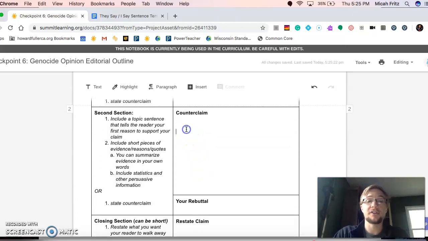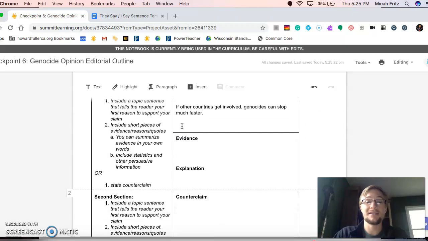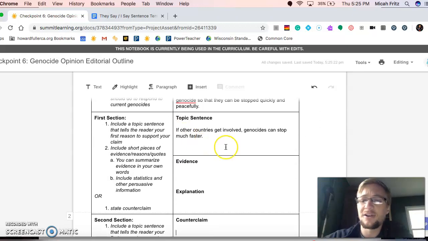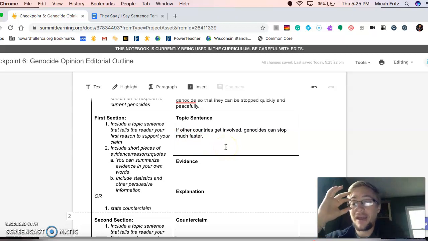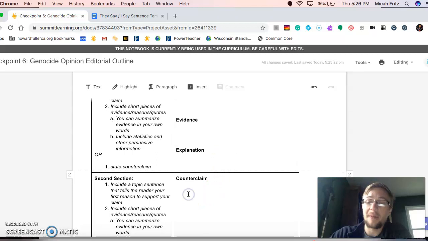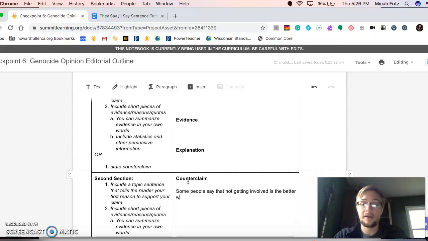Now, once you get down to your counterclaim, that's when you're going to be responding to this. So if my topic sentence is that other countries getting involved stops genocides faster, your counterclaim is going to be the opposite of that. Why would someone think the other way? So your counterclaim might be, some people might say that not getting involved is the better way to respond. Okay, so there's our counterclaim. This is the other opinion that people might have, not getting involved might be the better way to respond.